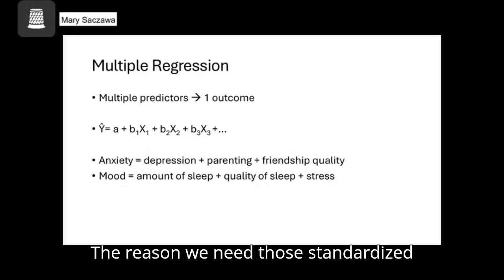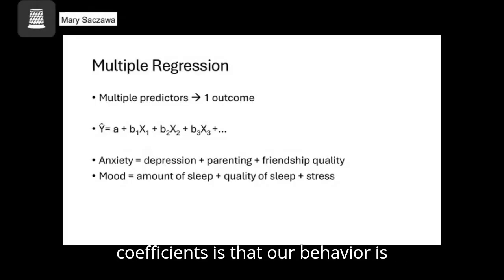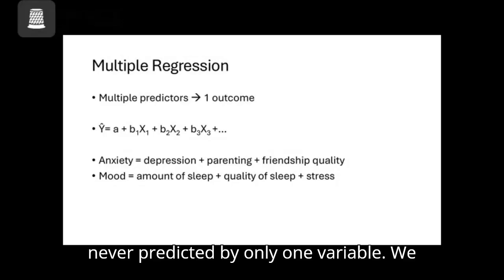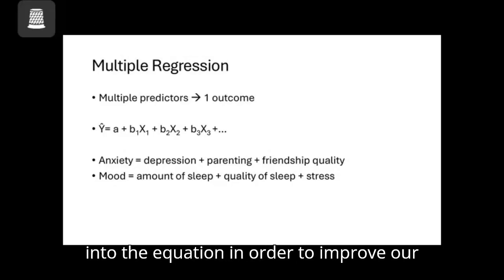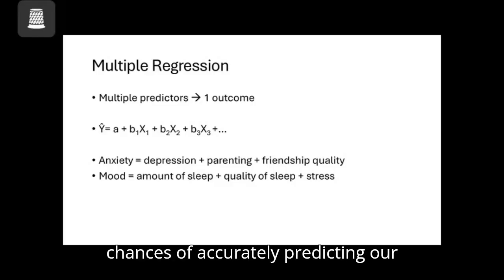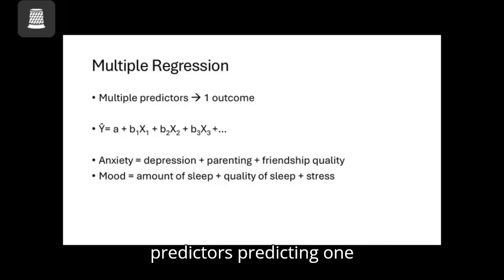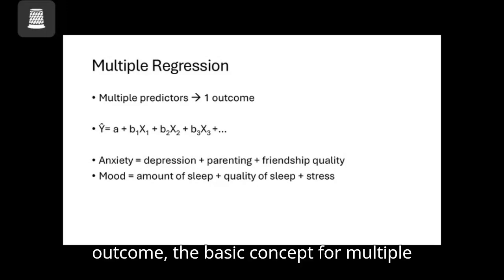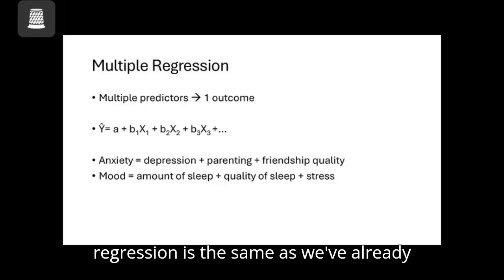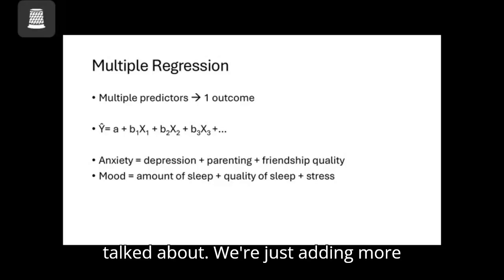The reason we need those standardized coefficients is that our behavior is never predicted by only one variable. We often want to put multiple predictors into the equation in order to improve our chances of accurately predicting our outcome. This is called multiple regression, when we have multiple predictors predicting one outcome. The basic concept for multiple regression is the same as we've already talked about. We're just adding more components to the line.